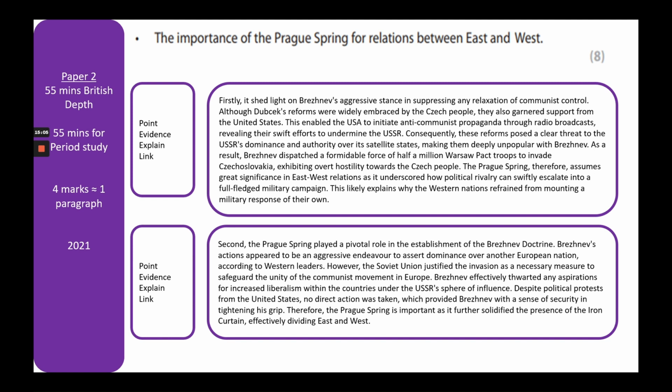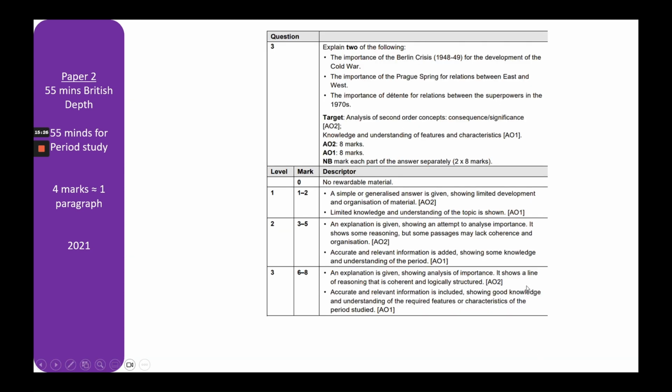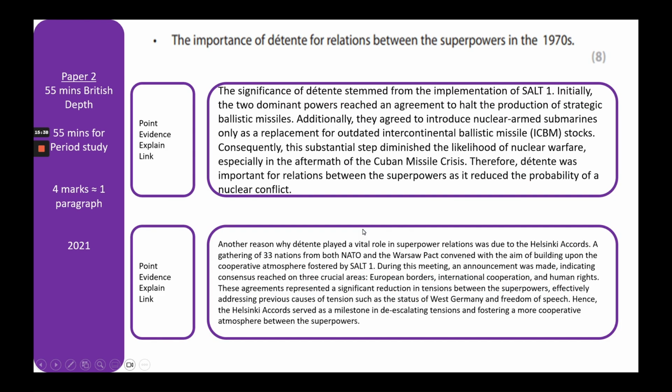Despite political protests from the United States, no direct action was taken, which provided Brezhnev with a sense of security in tightening his grip. Therefore, the Prague Spring was important as it further solidified the presence of the Iron Curtain, effectively dividing the East and the West. So again there, I've linked both of them back to the question. Same mark scheme, it's very generic here. The examiner should read it, put it in level 3, and then I reckon somewhere 7, 8 marks. It's definitely not a 6-mark answer.